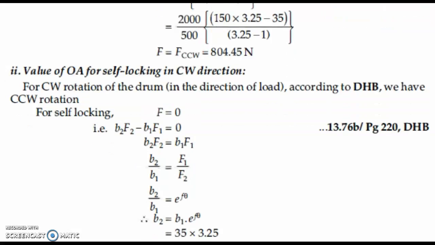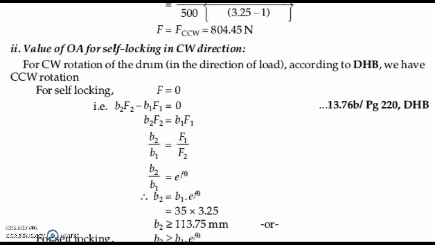So for the clockwise rotation, the self-locking we can take as F is equal to 0. The value of F will become 0. That means there is no pulling force, but there is a locking. That is the self-locking. So we can write the moment equation like this: B2 into F2 minus B1 into F1 is equal to 0. Or we can write B2 into F2 is equal to B1 into F1, or B2 divided by B1 is equal to F1 divided by F2, which is equal to e raised to mu theta, or B2 is equal to B1 into e raised to mu theta.